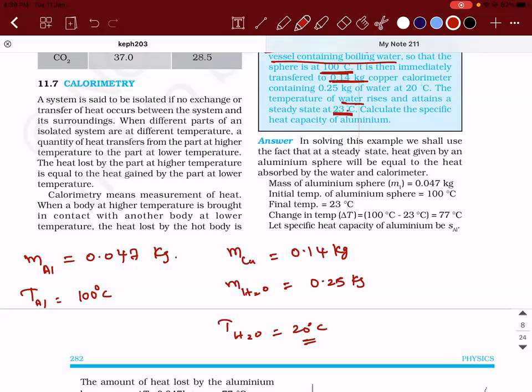What do you mean by steady state? Means the temperature of water has reached equilibrium. It increased from 20 to 23 and that process is stopping. But where is it gaining that 3 degrees Celsius from? From the aluminum, right? And attains a steady state at 23 degrees Celsius. Calculate the specific heat capacity of the aluminum. So this is our job.